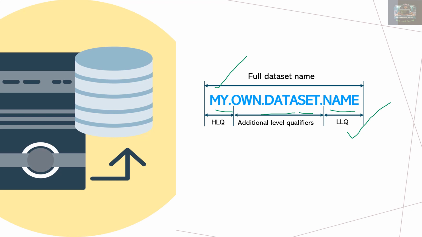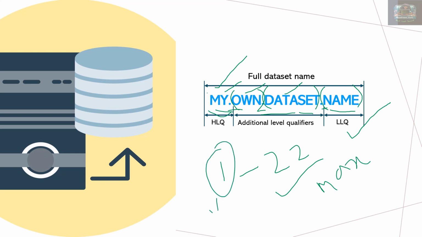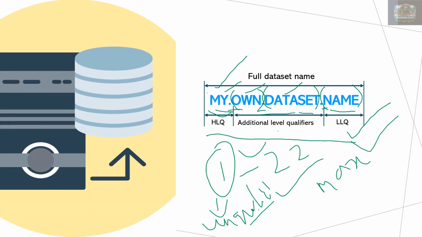So this is how a dataset, meaning a file, is named in a mainframe, separated by periods and having different segments. Each separation between periods is called a segment, and you can have 1 to 22 segments maximum. When it is one segment, you call it an unqualified name. When it is more than one segment, it is called a qualified name, and it will have different levels of qualification.